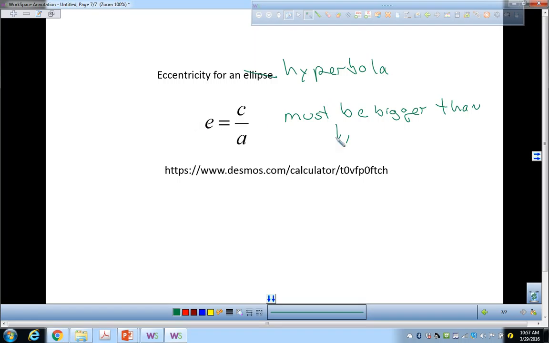c over a must be bigger than 1 because remember, if we're talking about a hyperbola, if c is not bigger than a, right, then the focus would be outside of the hyperbola, which it can't be. Okay, so it must be bigger than 1 and close to 1. Like if you had a c over a close to 1, it is very narrow. Narrow, okay? And big, it's fat, okay? And you could look at this demo that I plugged in. So that's all you really need to know about the eccentricity.